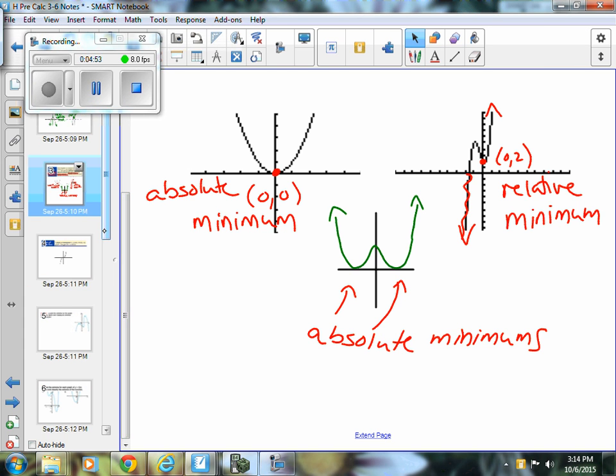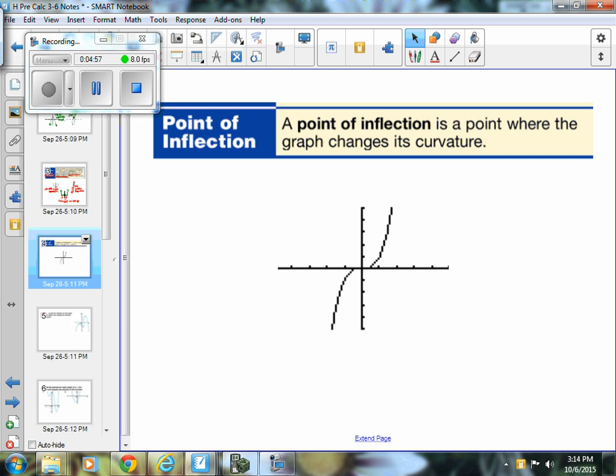Okay, well, some graphs don't have max and min points. Think about some of your parent graphs, something like y equals x cubed. That definitely doesn't have a minimum sort of point, right? Absolute, certainly not, or minimum or a maximum. So what's happening for these graphs? There's definitely something going on at that symmetry point.